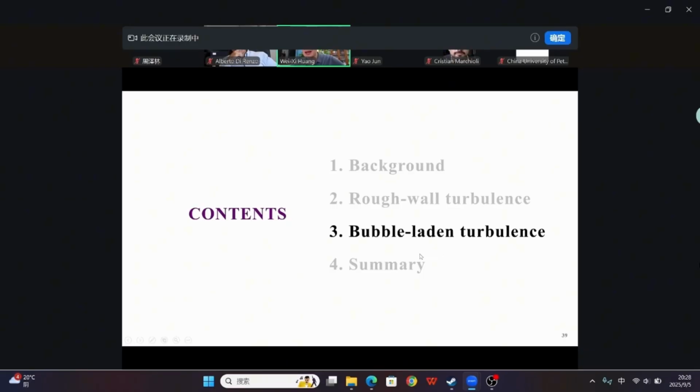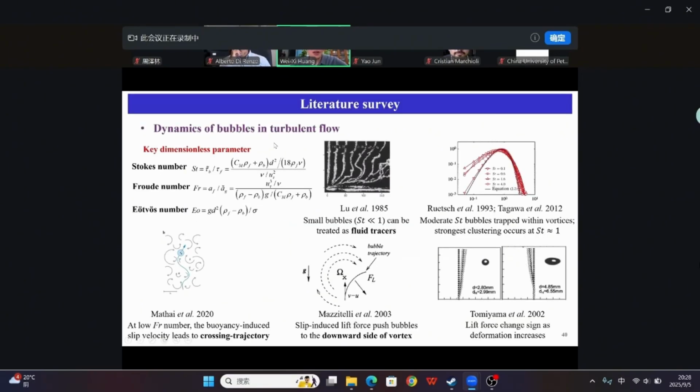Okay, so I'd like to introduce the second topic. This is actually just ongoing work. If there is a bubble in the turbulent flow, here we mainly consider small bubbles. There are several key dimensionless parameters: the Stokes number, the fluid number, and the Eötvös number. For a very small Stokes number, the bubbles can be treated as a flow tracer. When the Stokes number increases, they will be trapped within the vortices.